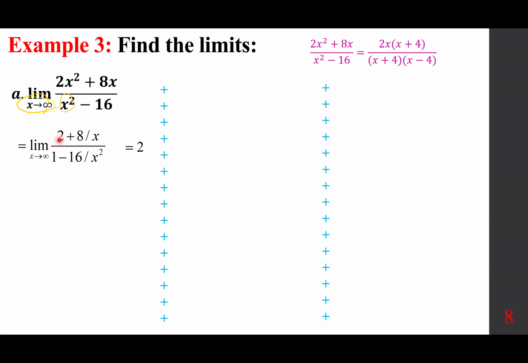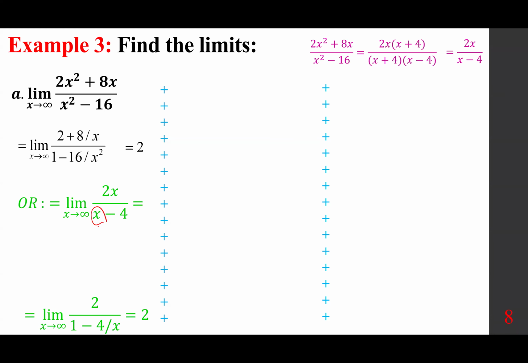However, we could factor the top by taking the 2x out, and the bottom as (x plus 4)(x minus 4). We get rid of the x plus 4 and we deal with the factored format, 2x over x minus 4. In that case, now you divide by the highest degree term in the denominator, which is x this time, and it will give you the same answer, everybody. Don't get me wrong, but it's really better practice to work with the simplified version.